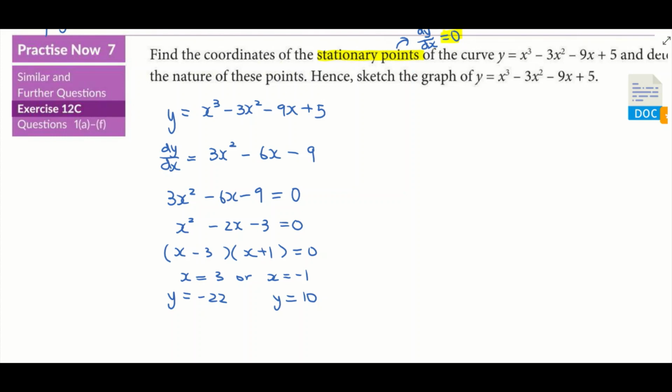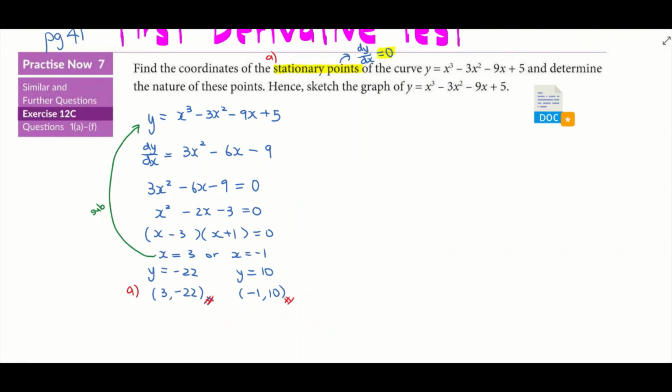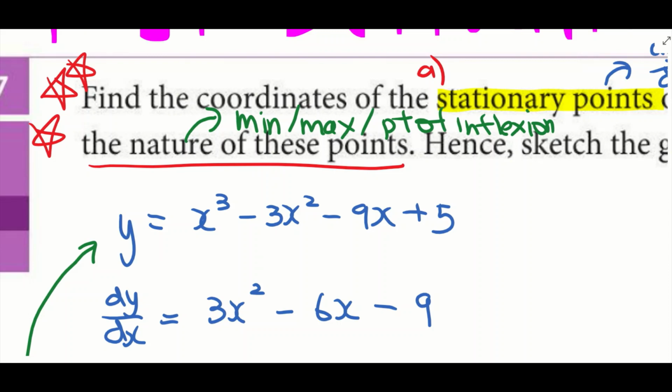My 2 stationary points, so my 2 coordinates will be (3, -22) and (-1, 10). So I've already found part A answer. We come to part B. I want to find nature of points. It's just determining whether it is minimum, maximum, or point of inflection.